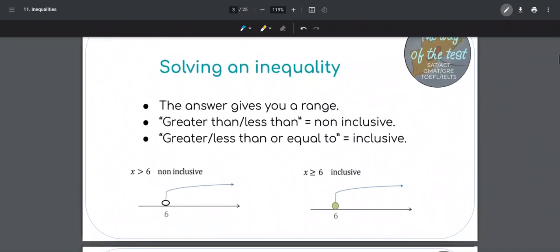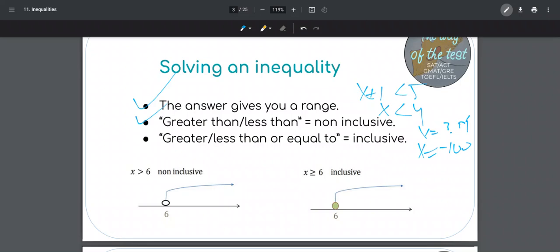How do we solve inequalities again? The answer gives you a range, it doesn't give you a specific value. So if I have x plus 1 is less than 5, so x is less than 4, which means x can be any value, negative, positive, whatever value before the number 4. So x can be 3.99, x can be negative 100, any value before 4.